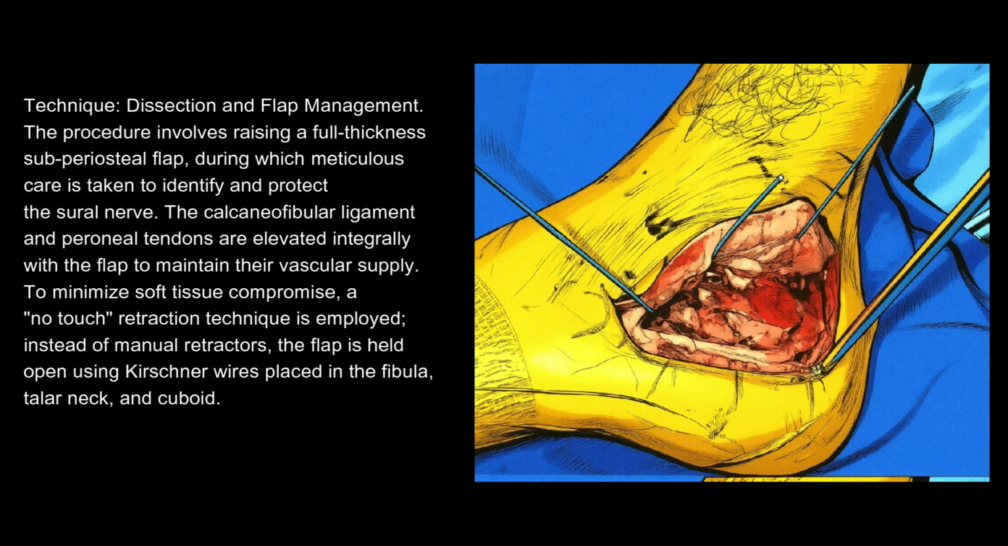Technique. Dissection and flap management. The procedure involves raising a full-thickness subperiosteal flap, during which meticulous care is taken to identify and protect the sural nerve. The calcaneofibular ligament and peroneal tendons are elevated integrally with the flap to maintain their vascular supply. To minimize soft tissue compromise, a no-touch retraction technique is employed. Instead of manual retractors, the flap is held open using Kirschner wires placed in the fibula, talar neck, and cuboid.